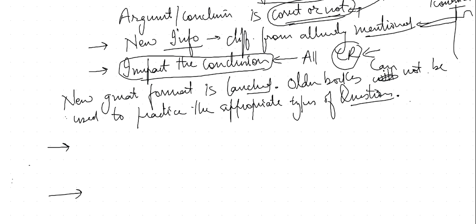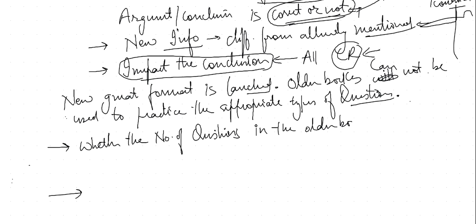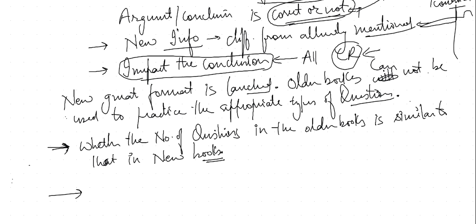I'll write two options and see which one would be hitting the argument or not. Whether the number of questions in the older books is similar to that in new books. So, can we use this information to evaluate this argument or not? Anyone?